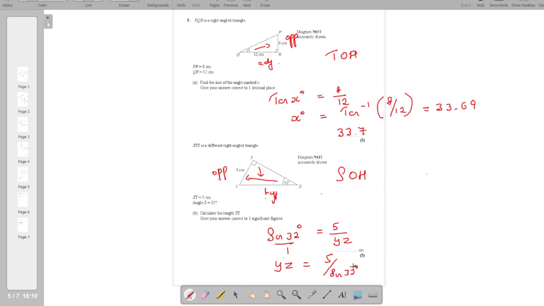So 5 over sin 32, let's put in the calculator, is 9.43.